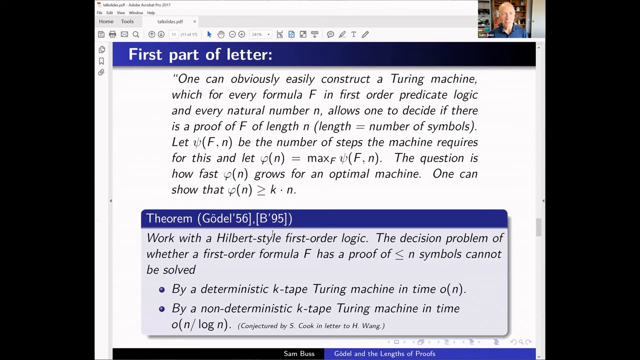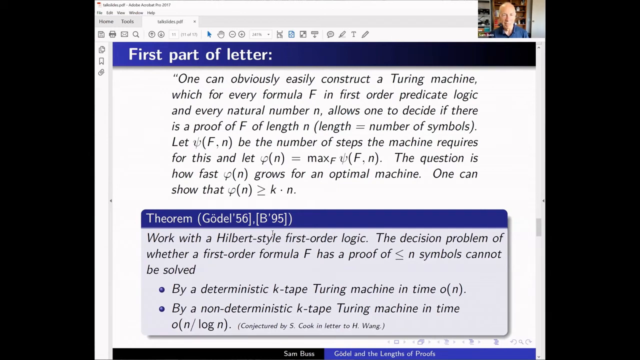So the first part of the letter says one can obviously easily construct a Turing machine which for every formula F in first order predicate logic and every natural number n allows one to decide if there's a proof of length n, where n equals the number of symbols. Notice Gödel switched to number of symbols here. Also we have switched to just plain first order logic. We are not working in arithmetic anymore.